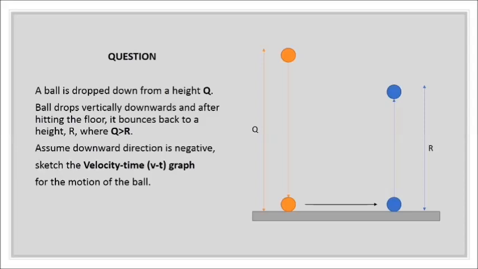Today we are going to look at a question from the chapter of force and motion in your Form 4 Physics syllabus. Here there is a ball which is dropped down from a height of Q. The ball hits the ground and then bounces back to a height of R. And we need to sketch a velocity time graph for the motion of the ball. Since it's a sketch, we just need to use notations like V1, V2, T1 and T2. We do not need to indicate accurate velocity or time in the graph.